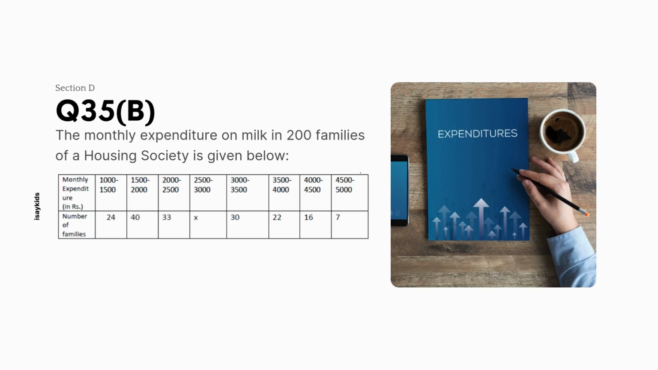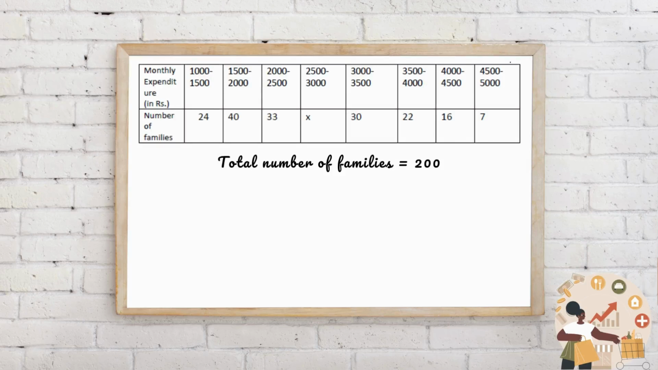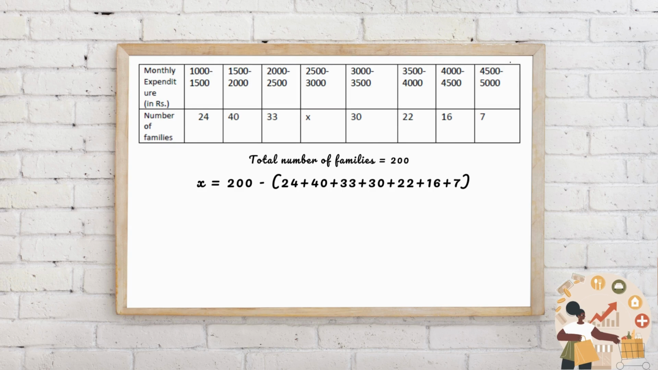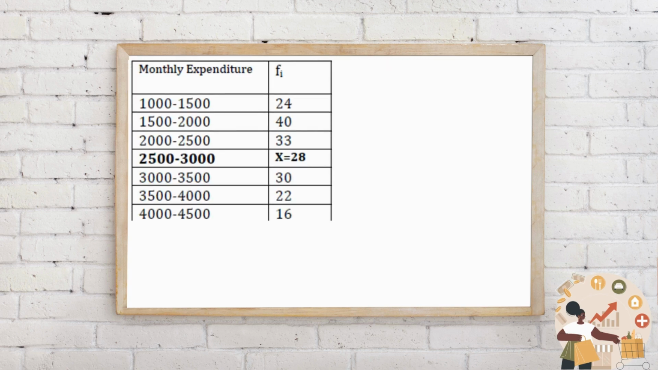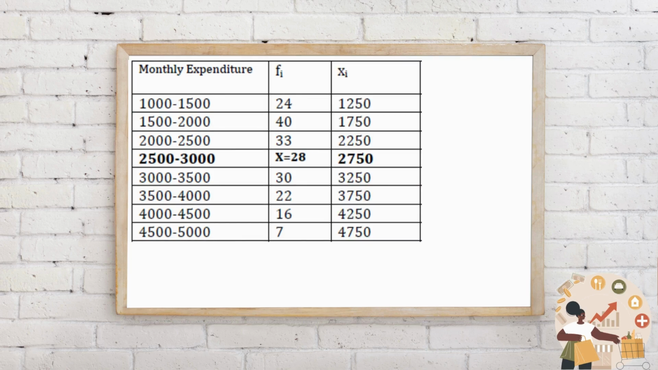The monthly expenditure on milk in 200 families of a housing society is given below. Find the value of X and also the mean expenditure. Now total number of families is 200, which means X would be 200 minus the sum of rest of the number of families. So X would be 28. So these are the class intervals and the respective frequencies, and these would be the class marks.